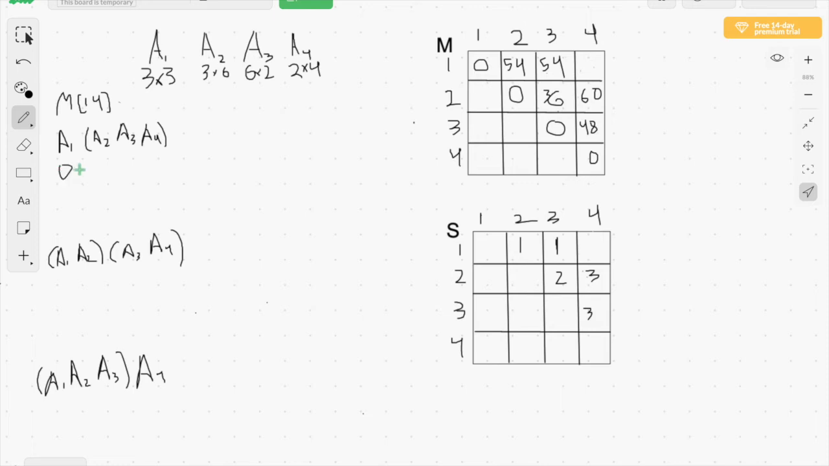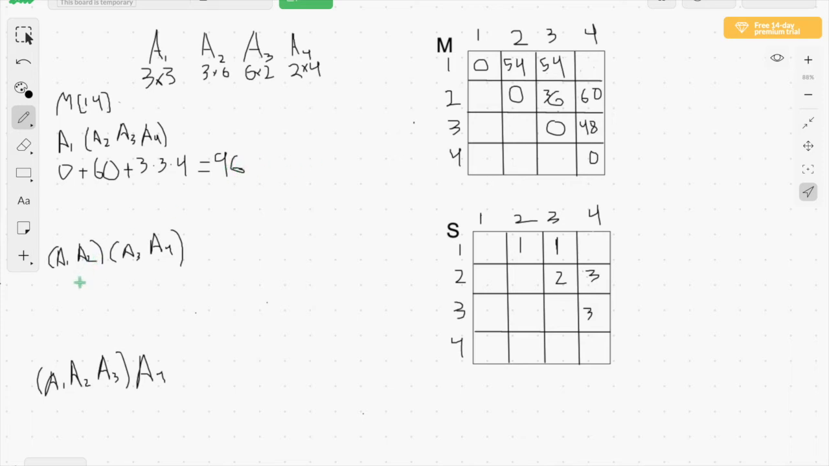A1 is just 0. And then we can look back at this M matrix to find the minimum value for A2, A3, A4. So that's just M24. So M24 is 60. And the cost to multiply them together, so A1 is a 3 by 3, and then A2, A3, A4, it's a 3 by 6, by a 6 by 2, by a 2 by 4. So we can just look at these outer terms. So A2, A3, A4 will just end up being a 3 by 4. So it'll be a 3 by 3 times a 3 by 4, so it'll be 3 times 3 times 4. The value for that is 96.